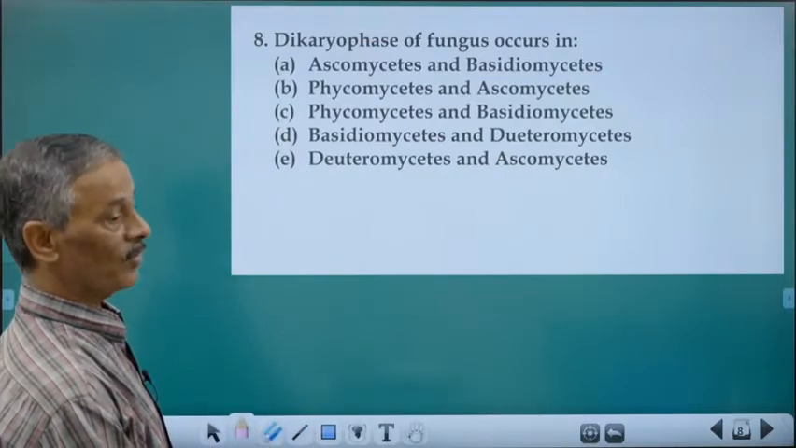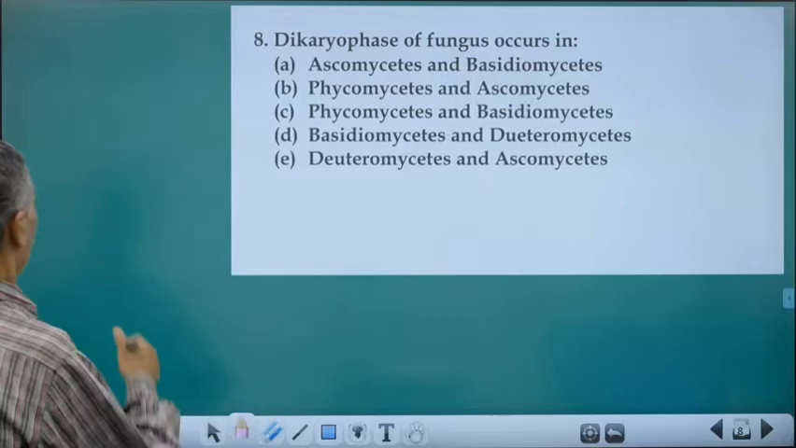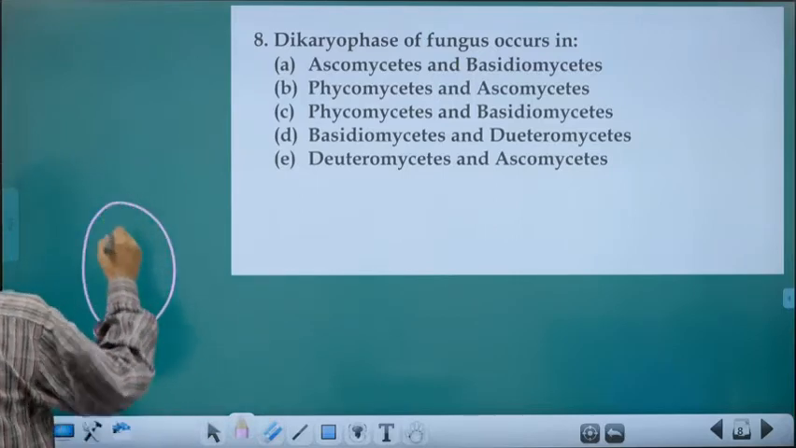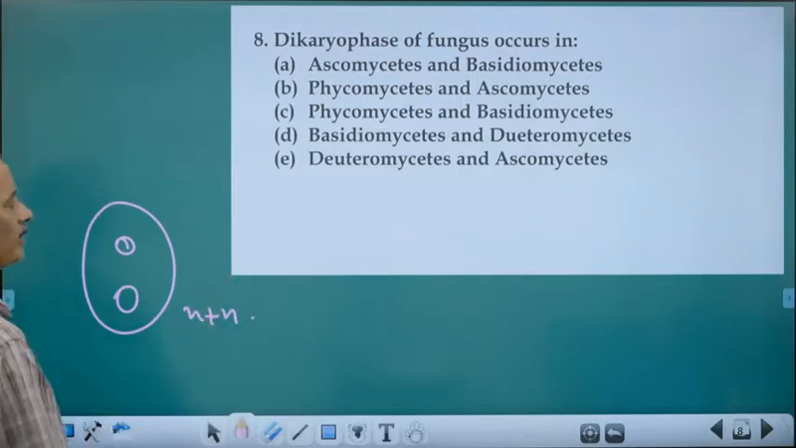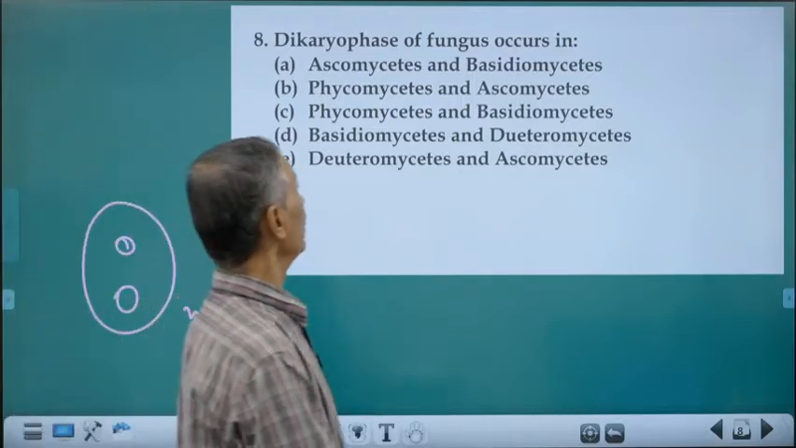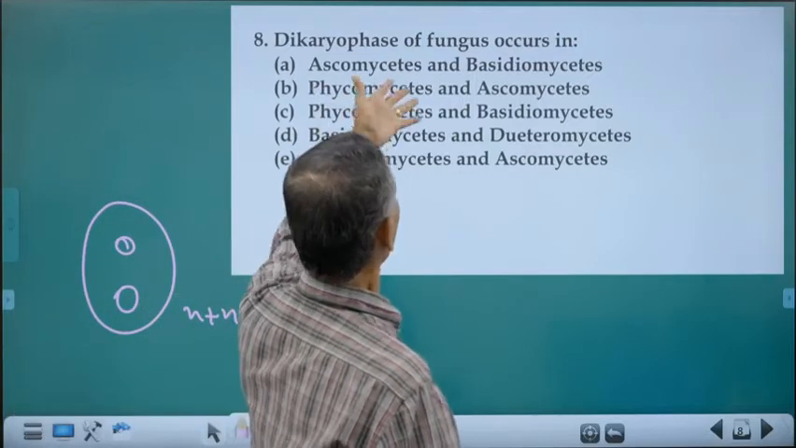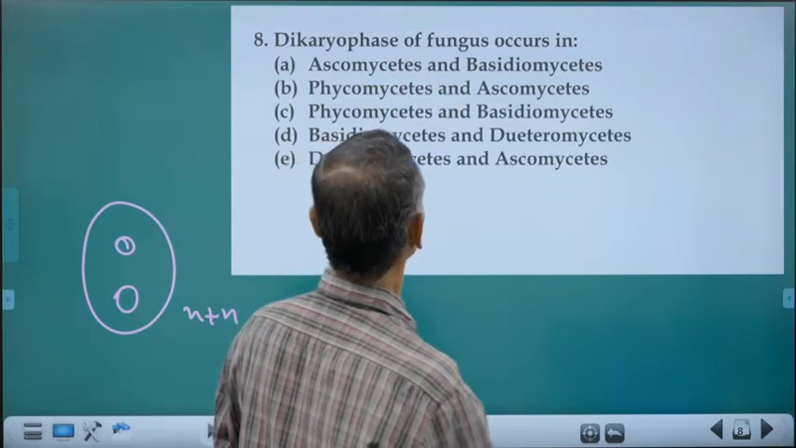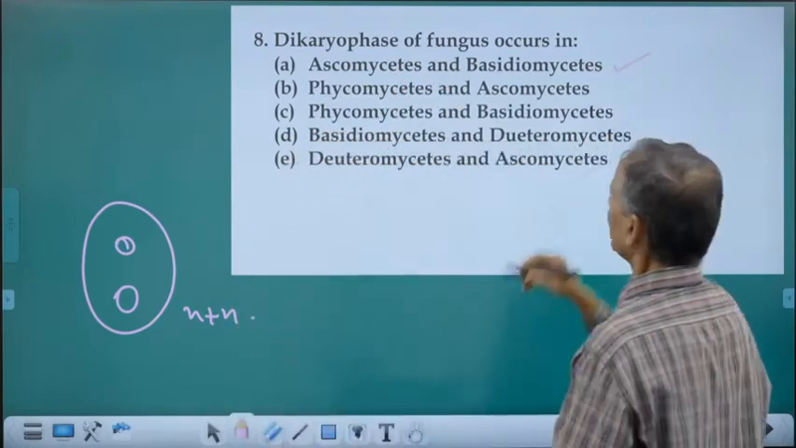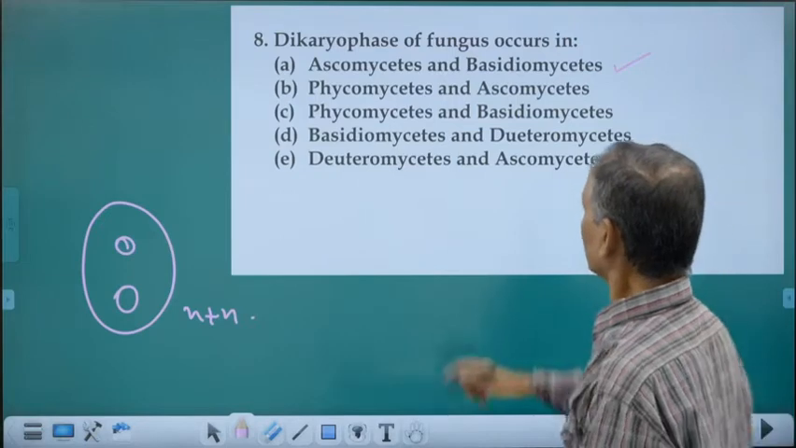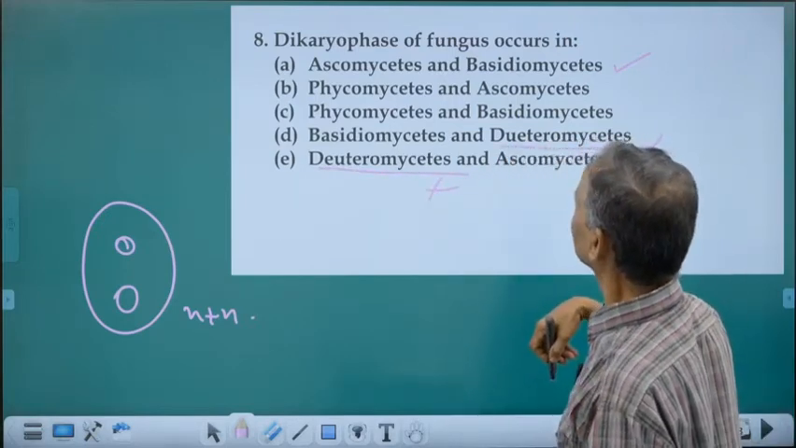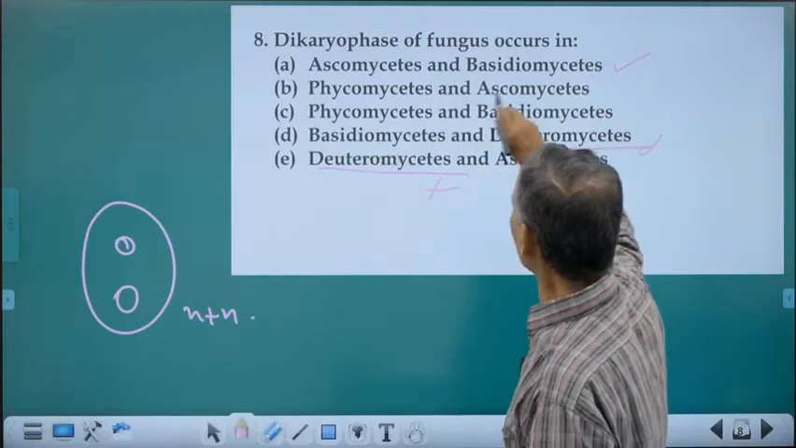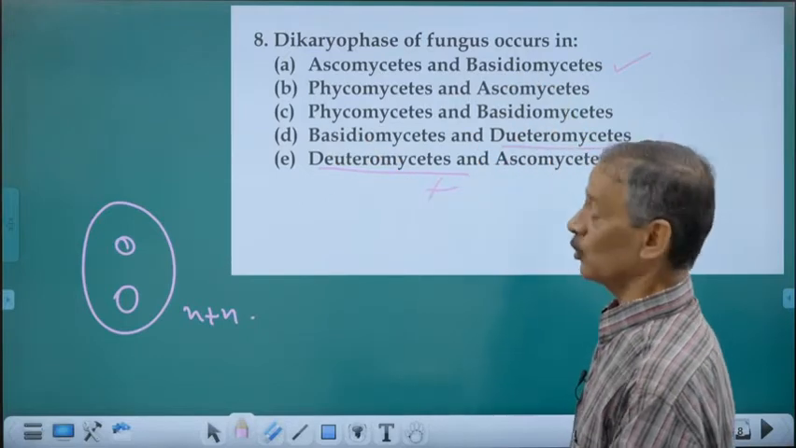Dikaryophase. What is dikaryo? A cell having two nuclei, haploid. This is called N plus N, dikaryon. It is seen in ascomycetes and basidiomycetes, only in sexual reproduction. In deuteromycetes, there is no sexual reproduction. And in phycomycetes, there is no dikaryon phase.